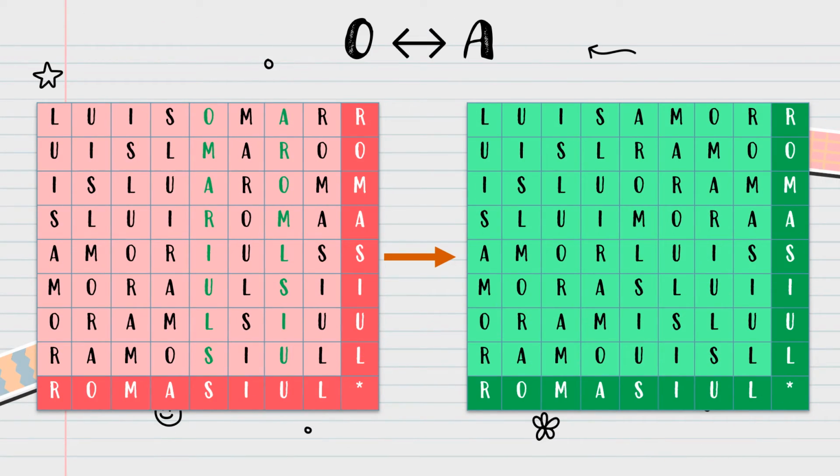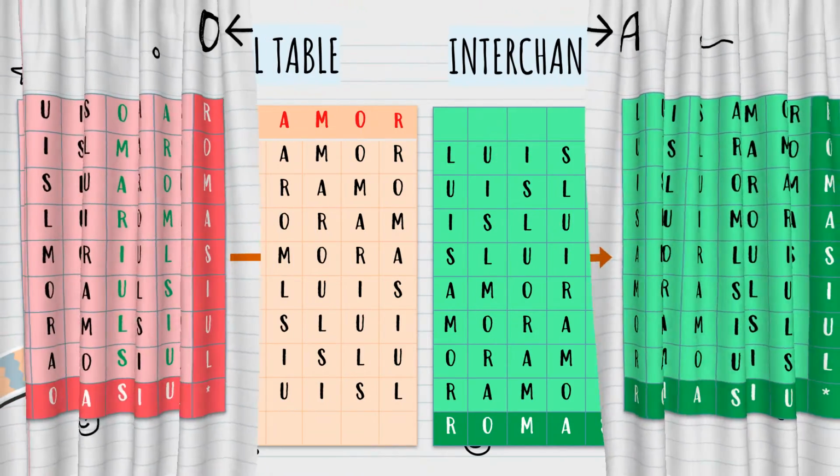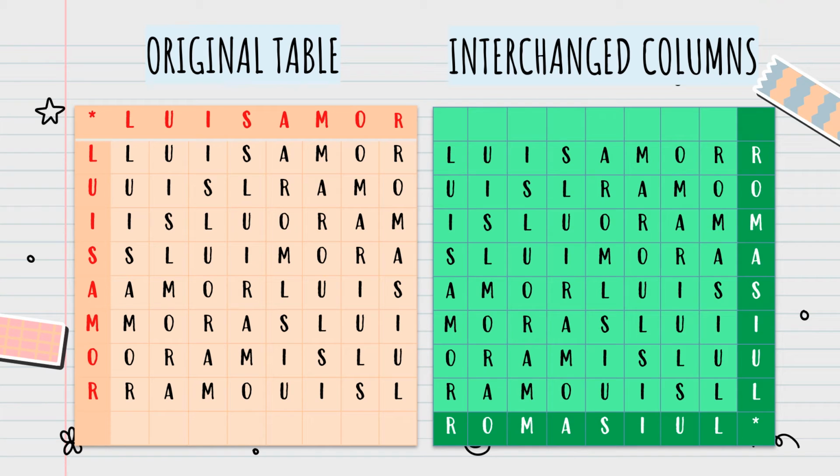Since the inverted table is still not the same as the original one, we notice that columns O and A must also be interchanged, arriving to this table. And by comparing the inverted table whose columns were interchanged with the original table, we now arrive at a similar table, which means that the group is associative. Therefore, property 1 is satisfied.